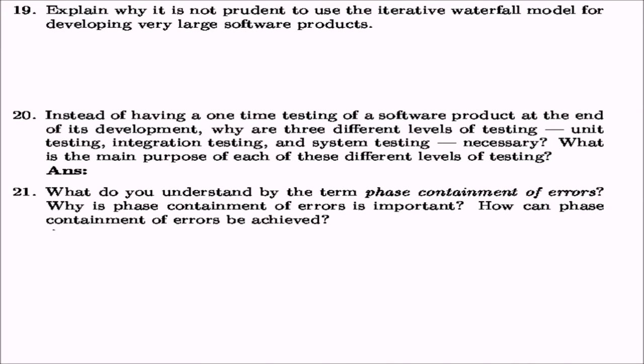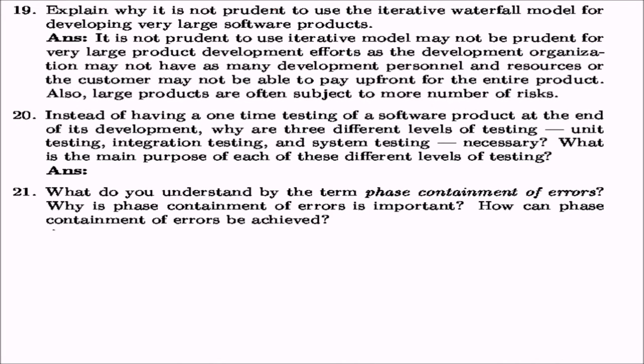Question 19 is, explain why it is not prudent to use the iterative waterfall model for developing very large software products. Now this is quite obvious. We have discussed this already. It is not a good idea to use the iterative model for very large product development efforts, as the development organization may not have many development personnel and resources, or the customer may not be able to pay upfront for the entire product. So how are you going to cope with this? Large products are often subjected to more risks. So it is not prudent to use the iterative waterfall model for developing very large software products.